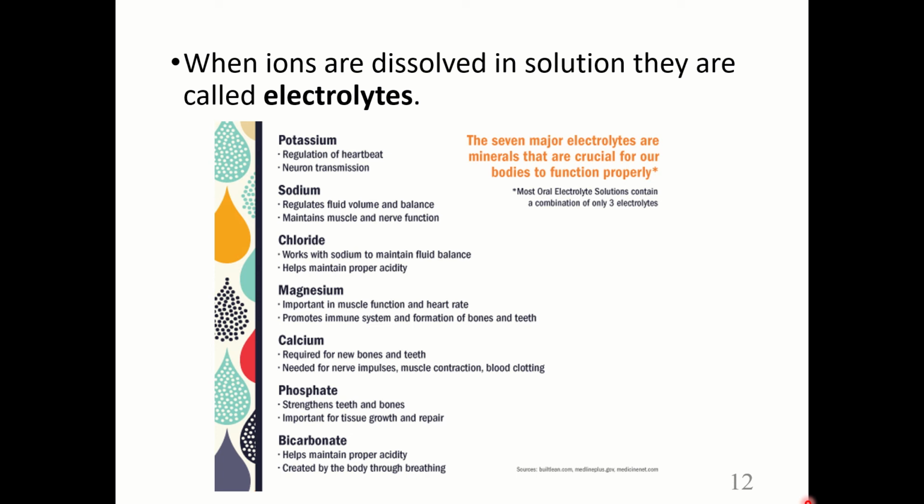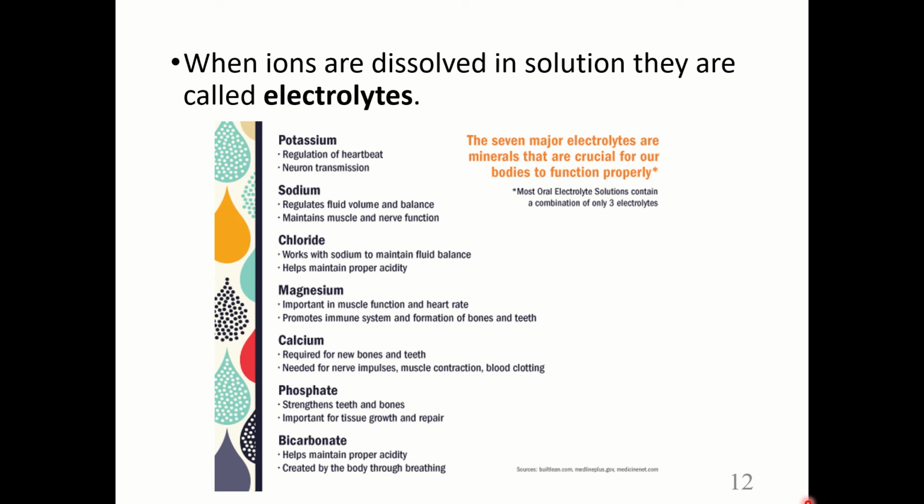Potassium is a positively charged ion, so it is a cation, and it regulates heartbeat and neuron transmission. Sodium is also a cation, and it regulates fluid volume and balance and also maintains muscle and nerve function. Sodium and potassium are oftentimes talked about together in anatomy and physiology. Chloride is an anion, a negatively charged ion. It works with sodium to maintain fluid balance and helps maintain proper acidity in the body.